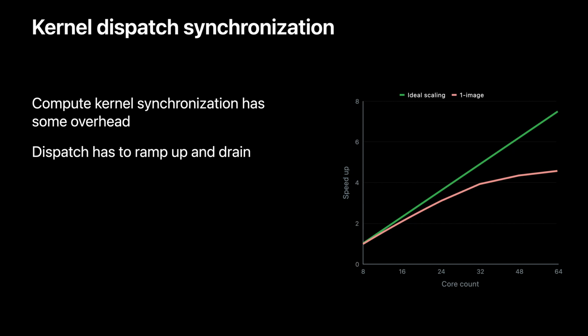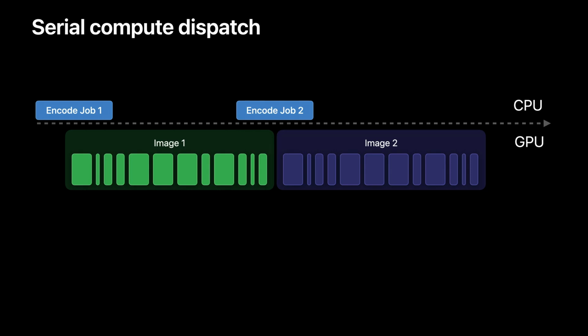Likewise, when thread groups finish and retire, there might not be enough work to fully saturate the cores anymore. In this situation, the advice is to overlap independent work when possible. Let's see a vision example.